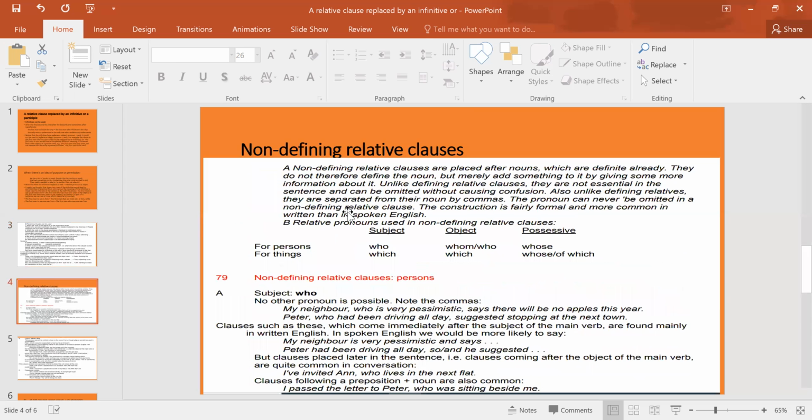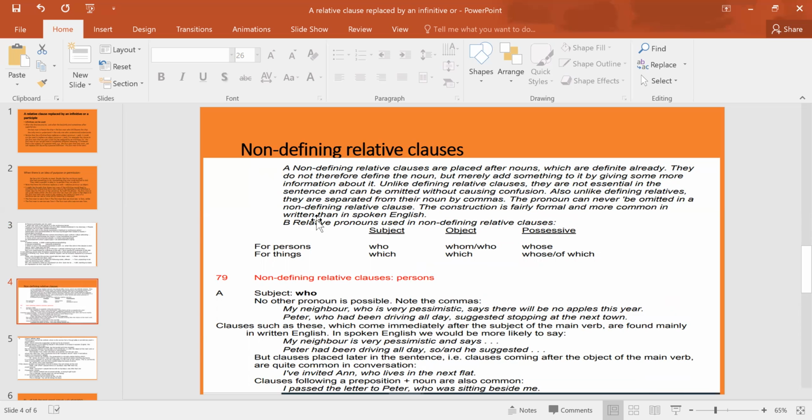So this is the definition of the non-defining relative clause. Non-defining relative clauses are placed after nouns which are already definite. It means they do not need any definition. They need not be defined by the clauses. So that's why we call them non-defining relative clauses, because they are placed after nouns which are already definite, which do not need any definition.